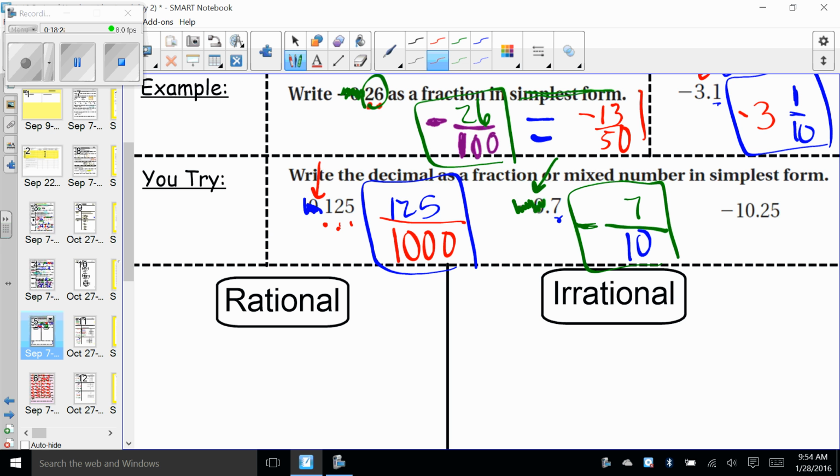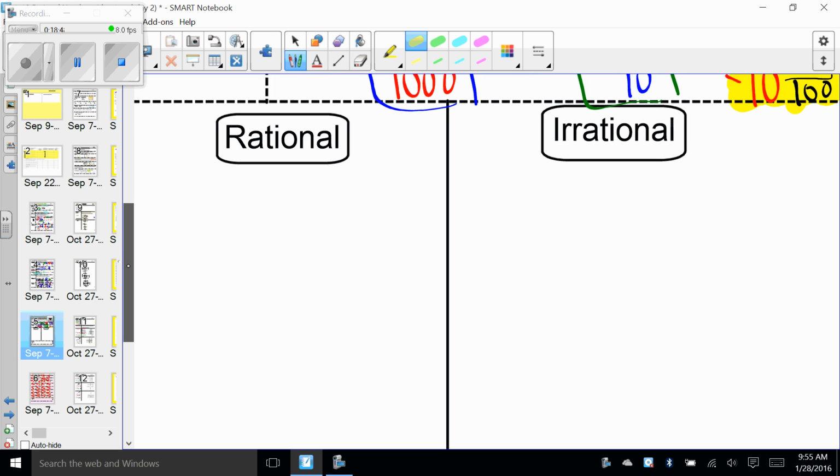Here we go. We have -10 as the whole number. If we think of our place value, this is the tenths and the hundredths. The 5's in the hundredths place. So we're going to ignore all the front end stuff, and we're going to grab that, which is 25 hundredths. So our entire answer is -10 and 25 hundredths, a mixed number.